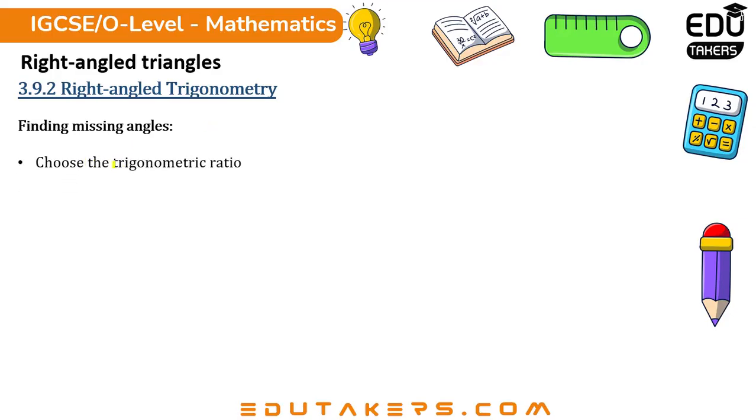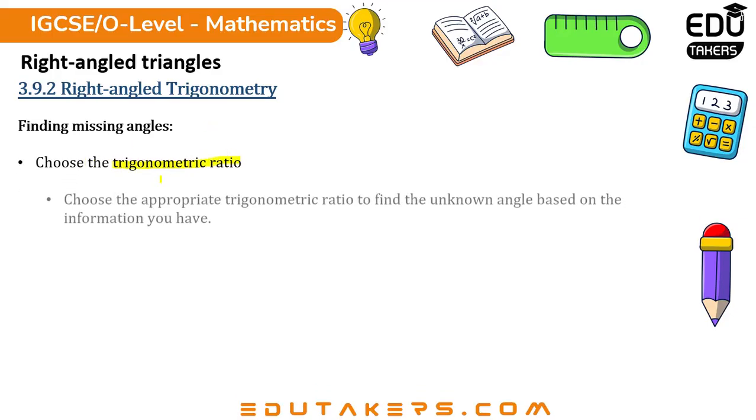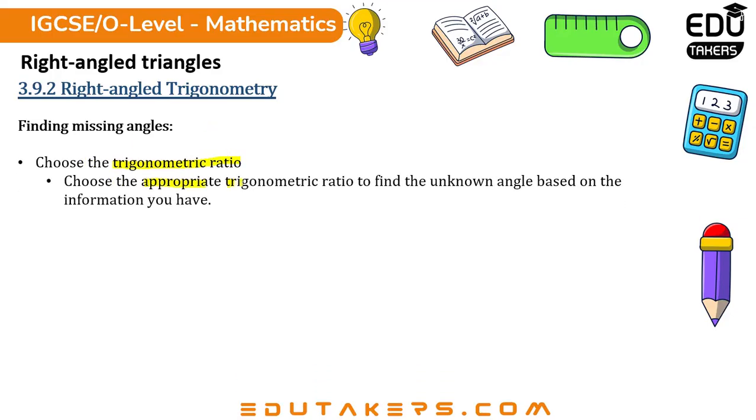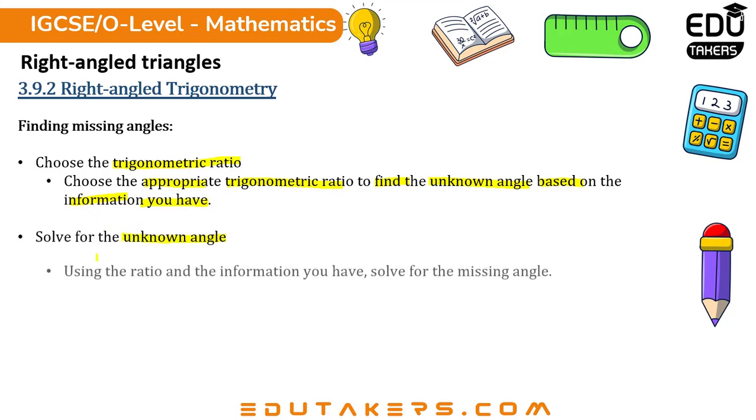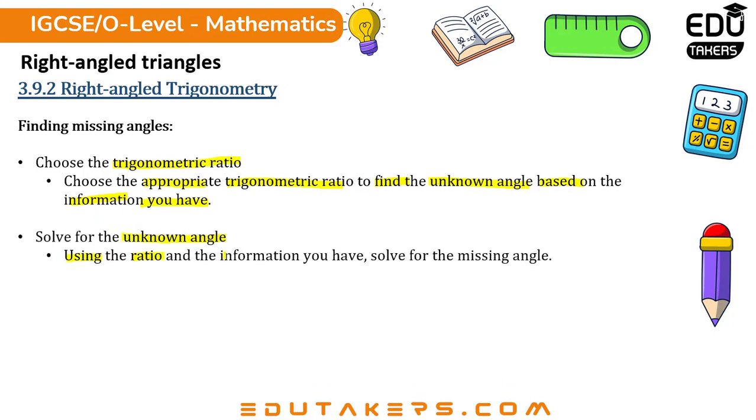Then choose the trigonometric ratio. Choose the appropriate trigonometric ratio to find the unknown angle based on the information you have. Solve for the unknown angle. Using the ratio and the information you have, solve for the missing angle.